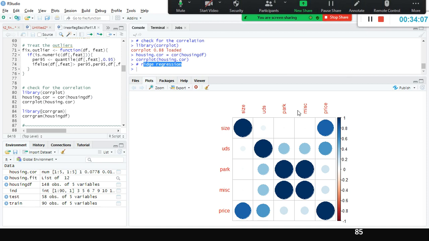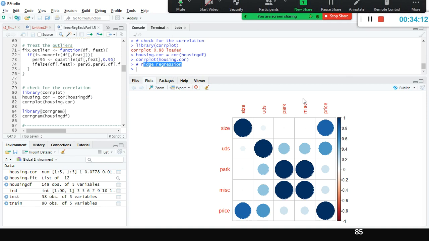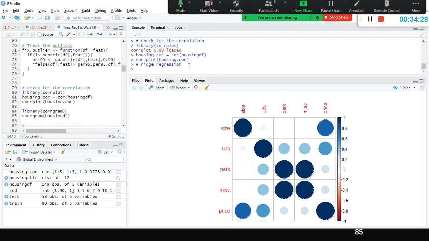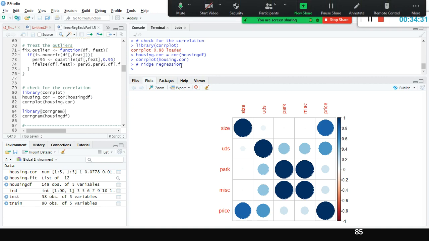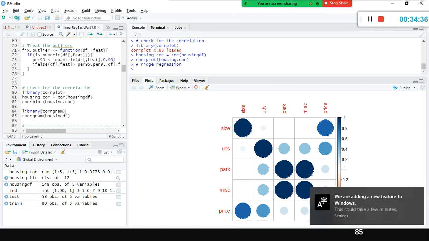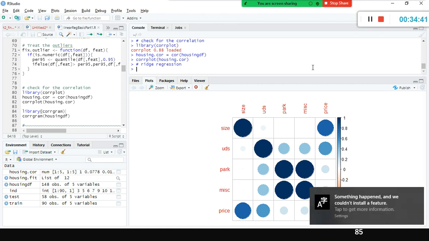Supposing of these two variables, the model decides, okay, I will keep only MISC. Then it will assign the slope value for Park as 0. So the slope into Park will become 0, and this will not be taken into account. Smartly it does that. But one drawback with ridge regression is that, though it addresses the multicollinearity, it includes all the features, even those that are not significant. It solves the problem partially.